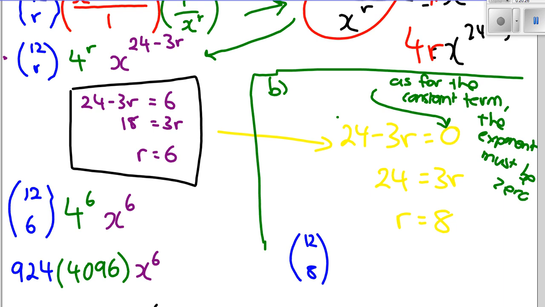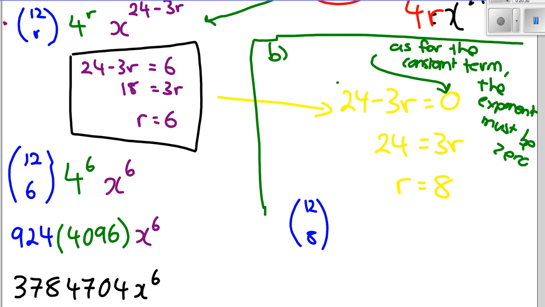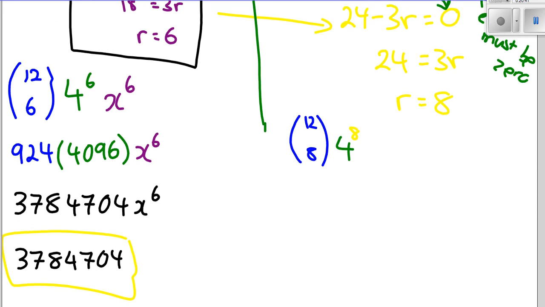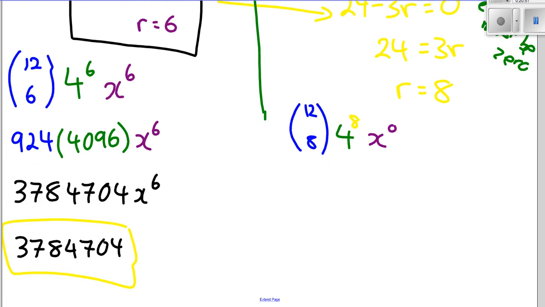4 to the power of r. So our r is 8 this time. So it's 4 to the power of 8. I'll do it in yellow just so you see where the 8 comes from. It's going to be a big number. And it's going to be x to the power of 0. It's fine if you want to skip x to the power of 0 because you know that's 1 anyway. So it's going to be a constant term because x to the power of 0 is just 1.